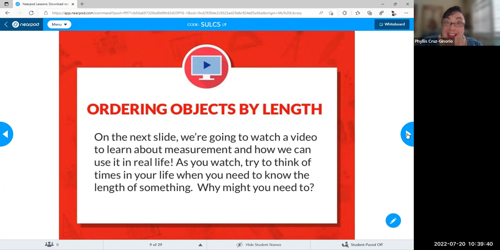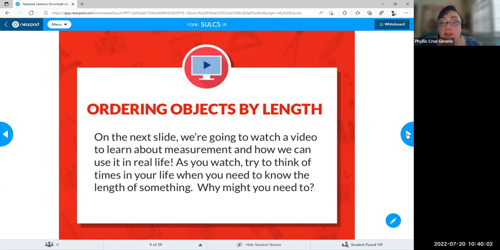This helps us compare. Yes, if we put the items or objects next to each other, then we can compare to see if one is shorter or one is longer. So on this next slide, we're going to watch a cute little video about learning to measure length, and how we can use it in real life.